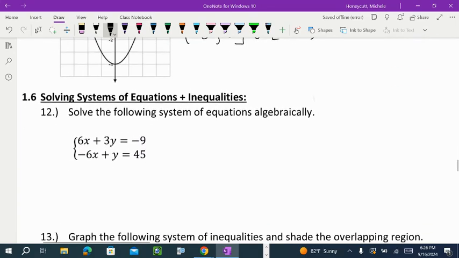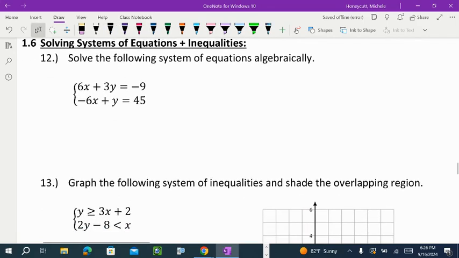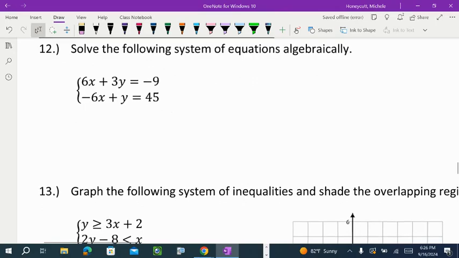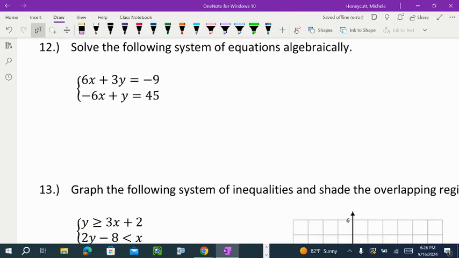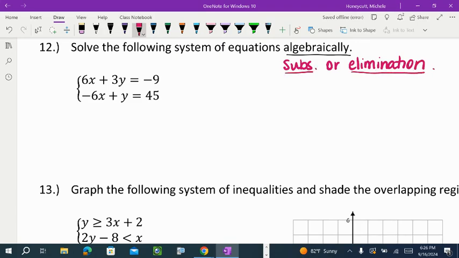Now we get to solve the systems of equations algebraically. Algebraically means you have to solve it without graphing or without a matrix. I could pick to do this either with substitution or elimination. If you're asked to solve it algebraically, you've got to use one of these two, because the other two methods, matrix and graphing, are not solving it algebraically.